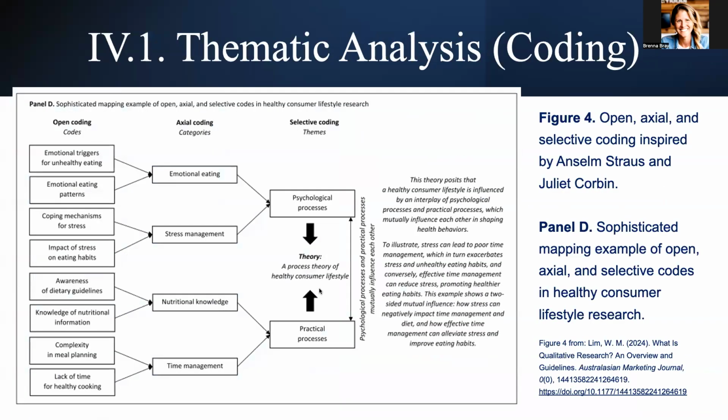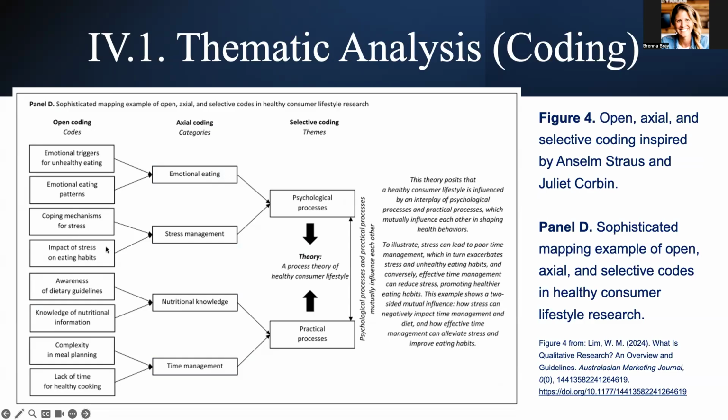And then here's another example. So here for our open codes, we're looking at emotional triggers for unhealthy eating, emotional eating patterns, coping mechanisms for stress, impacts of stress on eating habits, awareness of dietary guidelines, knowledge of nutritional information, complexity in meal planning, lack of time for healthy cooking. And from here, the categories or axial codes that we've identified are emotional eating, which makes sense. We've got emotional triggers, emotional eating, stress management, which makes sense.